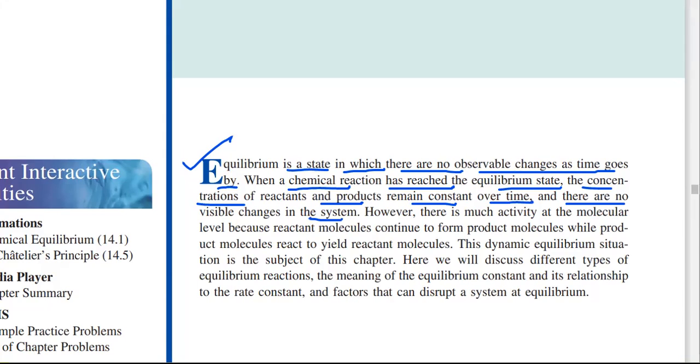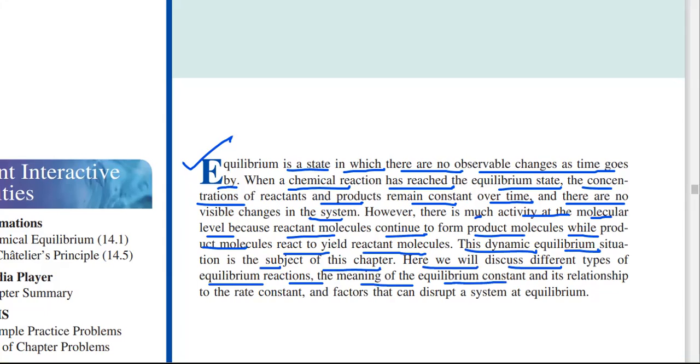However, there is much activity at the molecular level because reactant molecules continue to form product molecules, while product molecules react to yield reactant molecules. This dynamic equilibrium situation is the subject of this chapter. Here we will discuss the different types of equilibrium reactions, the meaning of the equilibrium constant and its relationship to the rate constant, and the factors that can disturb a system at equilibrium.